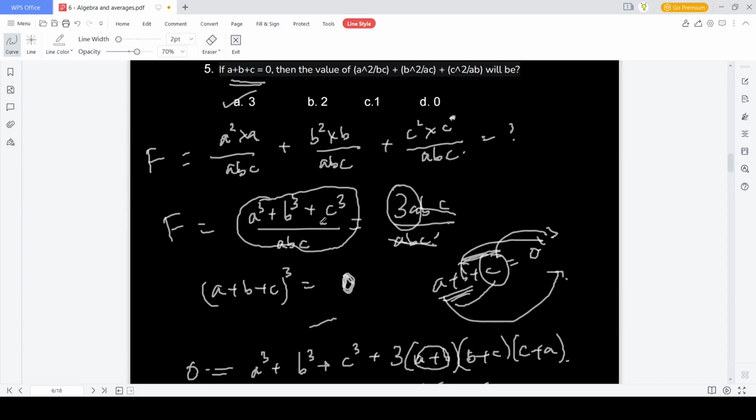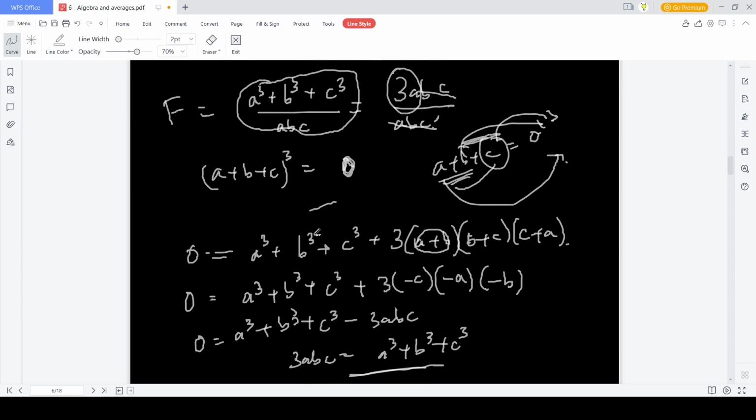Actually, there was some kind of formula in algebra saying that if a plus b plus c equal to 0, then a cube plus b cube plus c cube equal to 3abc. Okay, but if you don't remember that, you can do it the long way. Fine. Next question.